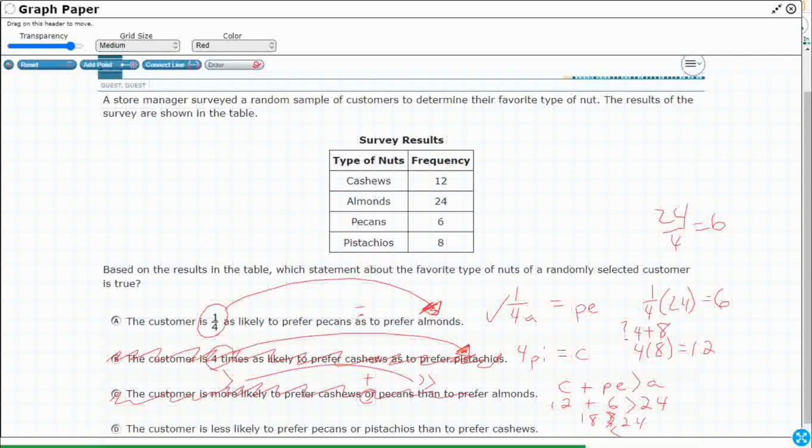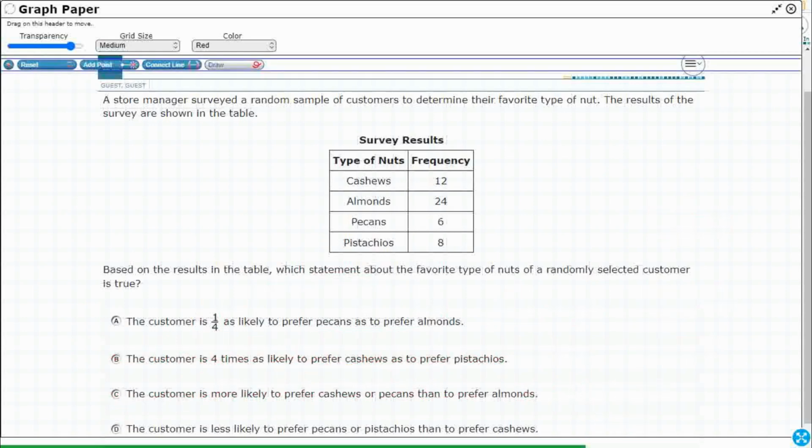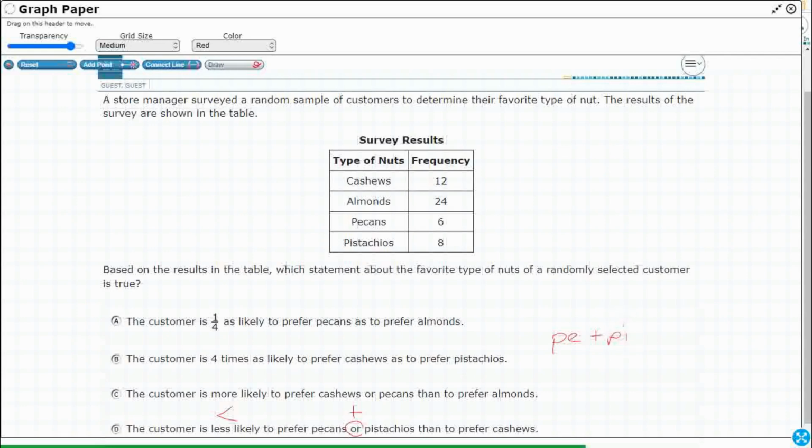I've got one more to check, but I'm out of room, so I'm just going to hit that reset button and we'll start over from scratch. D. The customer is less likely, so we just got a less than sign, to prefer pecans or pistachios. So once again, that is a connecting word. And then to prefer cashews. So pecans, PE, pistachios, PI, and that less likely kind of goes right there with that less than. Cashews.